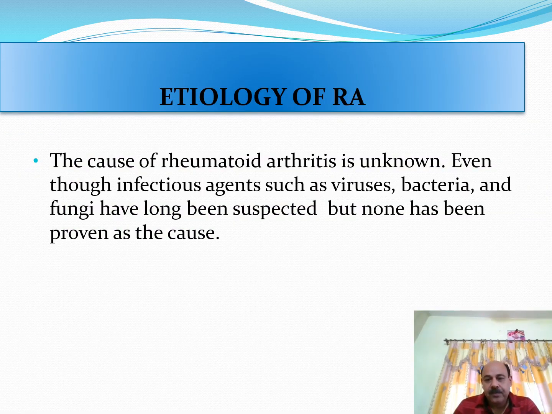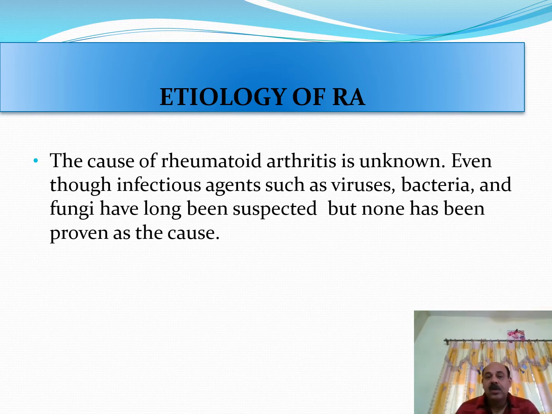etiology of RA. As I earlier said, the exact etiology of RA is still not known. The factors which are basically initiating the disease process of rheumatoid arthritis are not known to the community, not known to the scientists. But some are of the opinion that it may be virus, maybe bacteria, maybe some other fungi which is initiating this disease process. But there is no evidence in favor of this hypothesis.